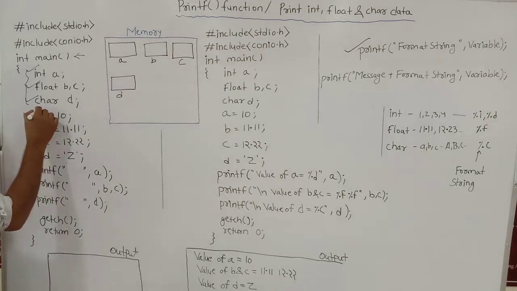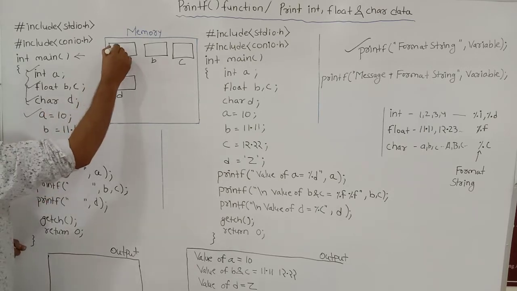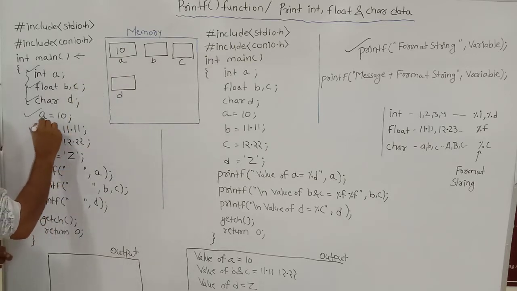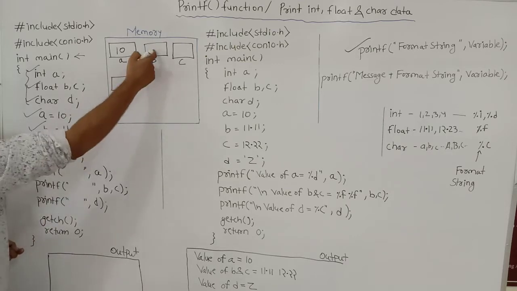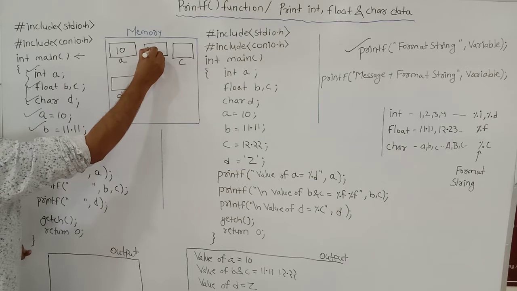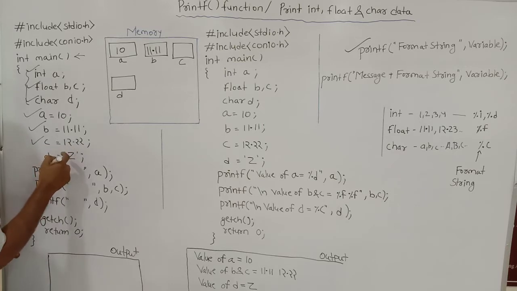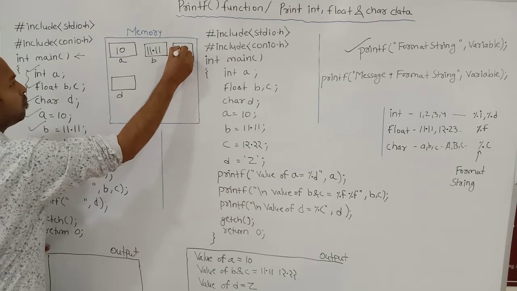Then the next line will execute, A equals 10. Means here we are initializing the value of A with 10. So 10 will be stored in this memory location. Value of A will be 10. Then the next line will execute, value of B is 11.11. So where will it be stored? Here. 11.11. Then in the next line we are initializing the value of C with 12.22. So where will it be stored? Here. 12.22.